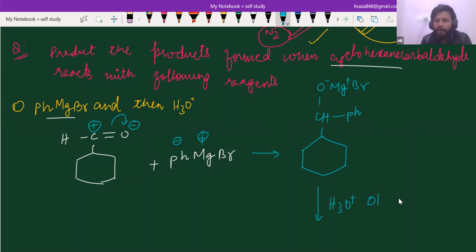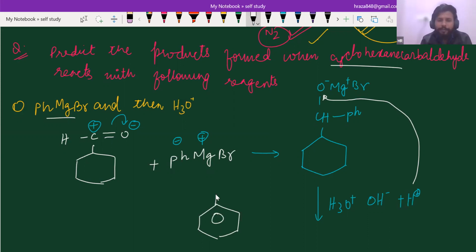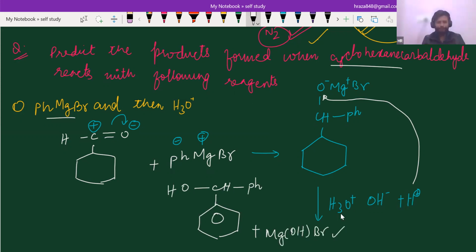So it will have two parts, OH minus and H plus. Again, opposite charges attract each other. So this positive will go to this. What you will have as the main product is this: CH, there is Ph, that means basically a benzene group, and there is OH. And as a byproduct, you will get Mg(OH)Br. Is that clear, everyone?